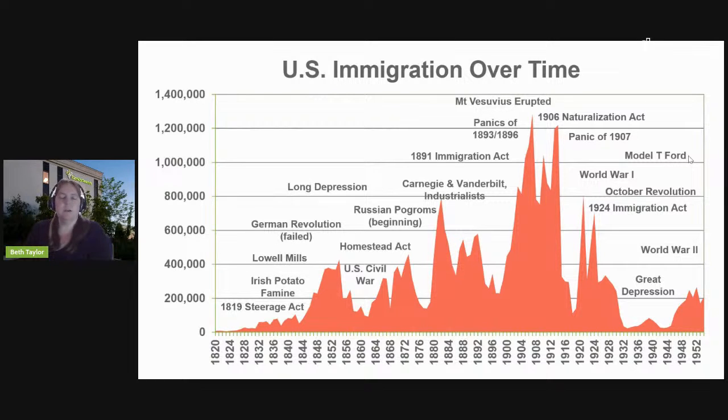It's part of why they came, and it might also help figure out what kinds of records might exist because of their choice of when to come or where they settled.